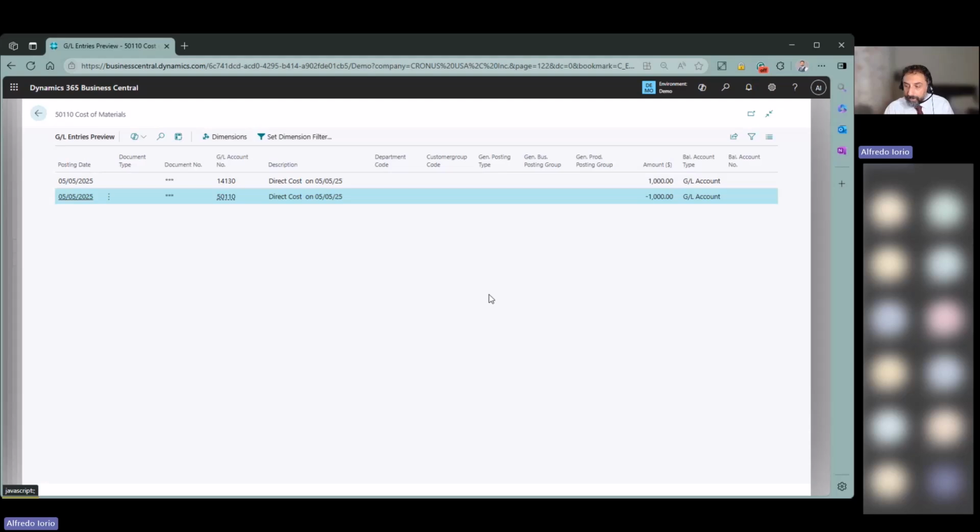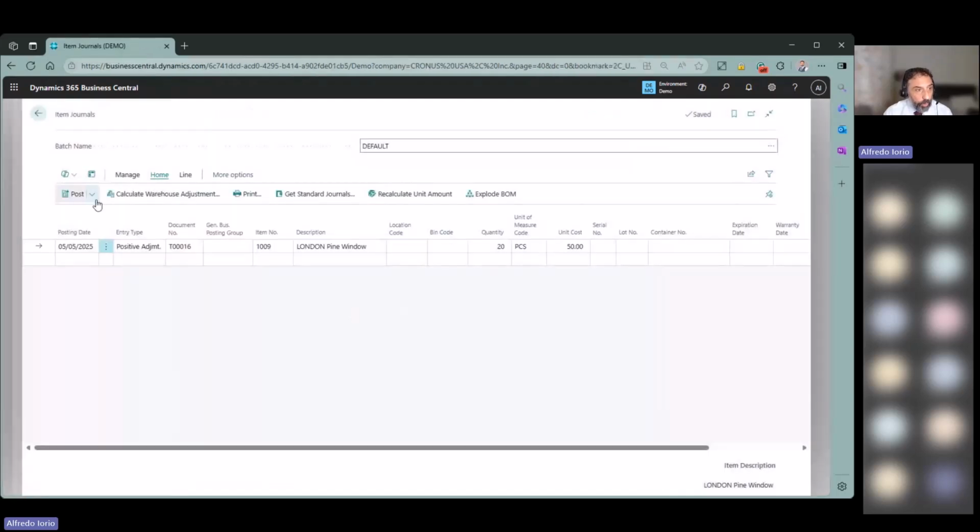But the mapping now is what I want to show you. Notice how the inventory, the nominal ledger that gets credited by this transaction, it's account 50110. Why is it so?